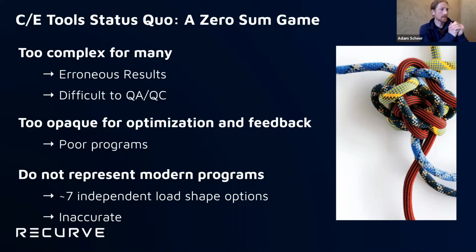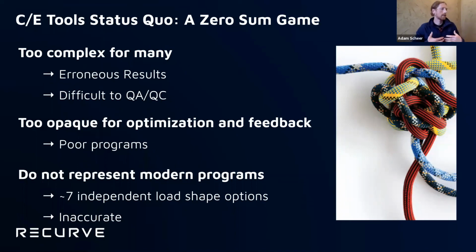Oftentimes, these outputs are a bit opaque for optimization and feedback, and that leads to programs that could frankly be better. If the goal of energy efficiency and demand side programs is not only to save energy, but to save energy at the right times and to drive the highest avoided costs in greenhouse gas savings, then there's a temporal aspect of this that needs to be at the top of people's minds and needs to be something that can readily be probed in cost effectiveness calculations. So if the tooling is difficult to use in that respect, then the programs aren't ultimately optimized for what the avoided costs are telling us where the opportunity is.